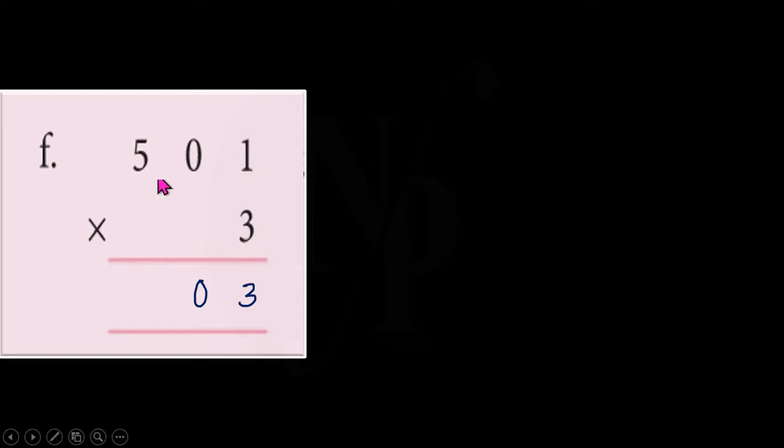Then 3 5s are 15. So we write 15 here. 1 will be in thousands place. 5 will be in hundreds place. Therefore, the product of 501 and 3 is 1503. Next question. G. We have 753 into 4.